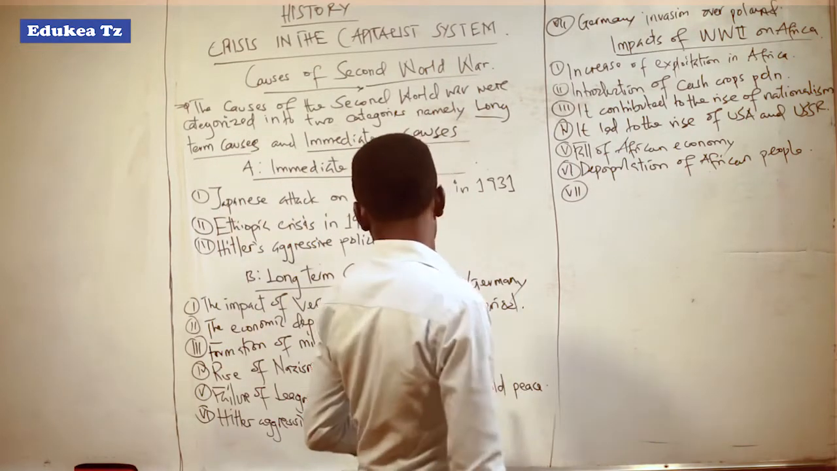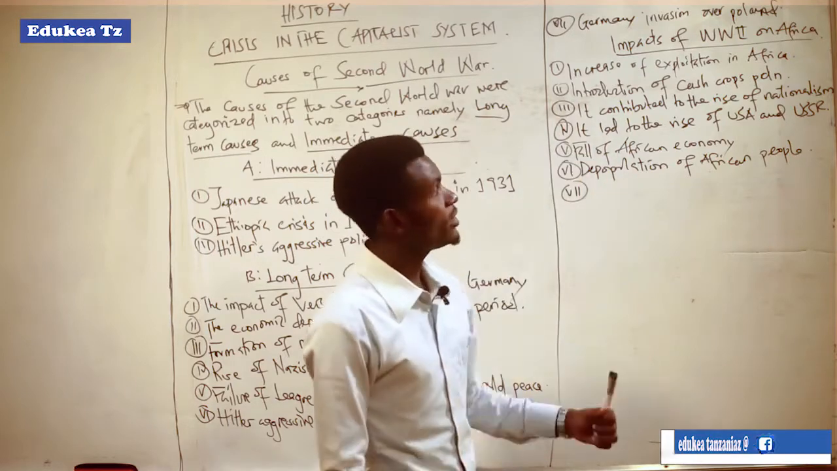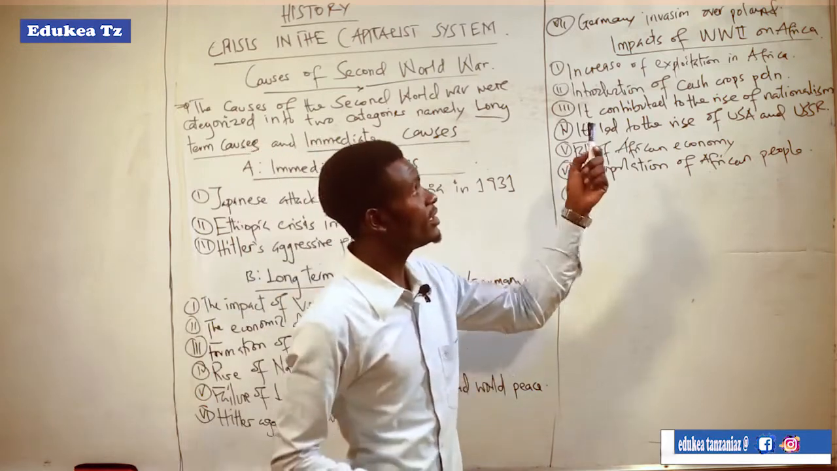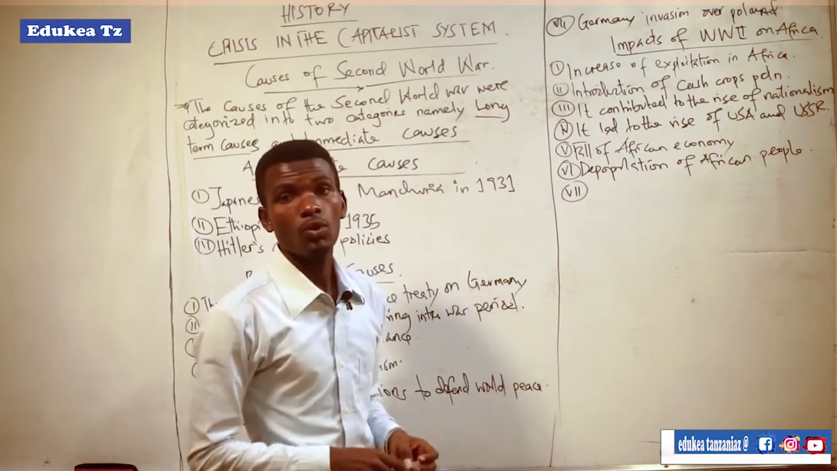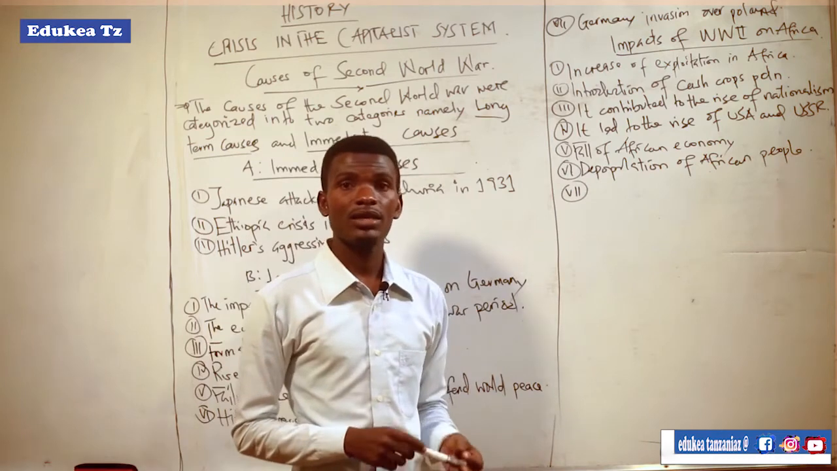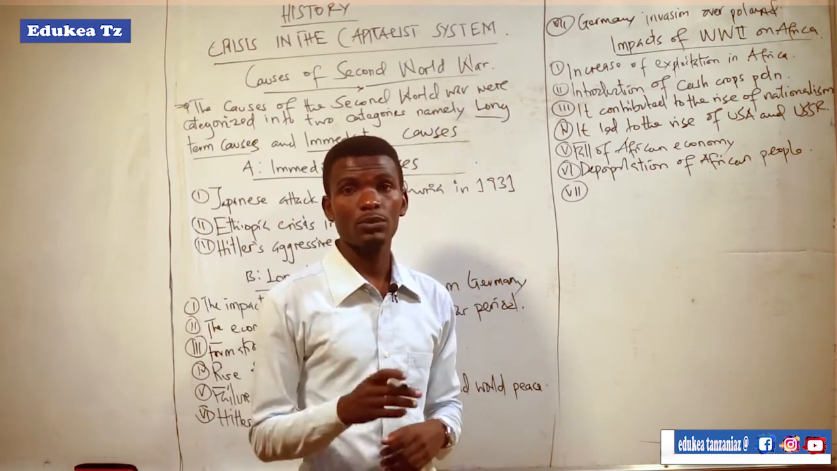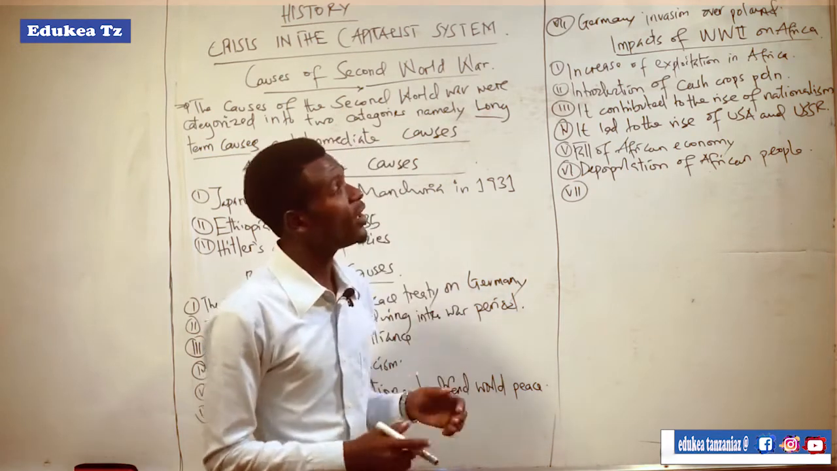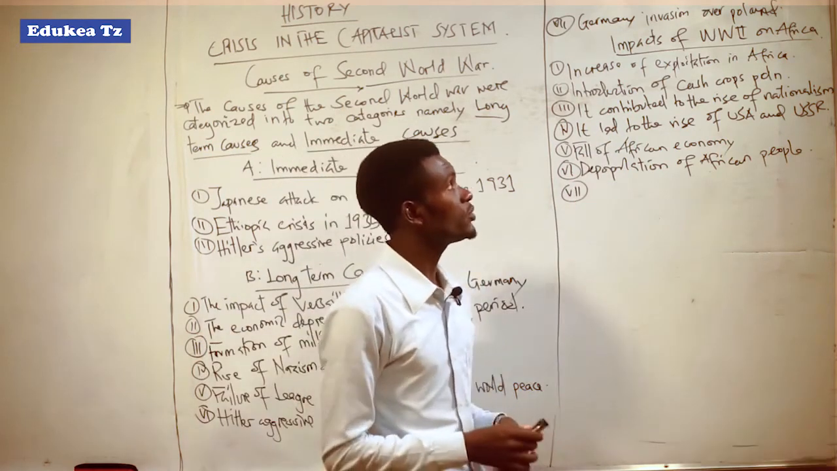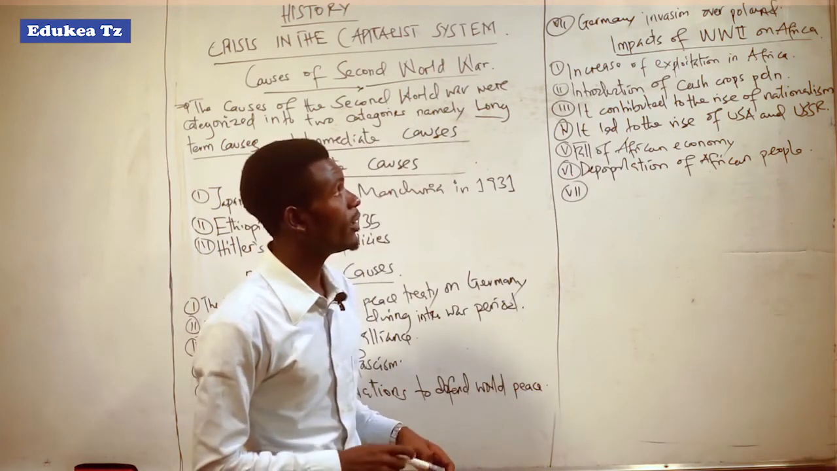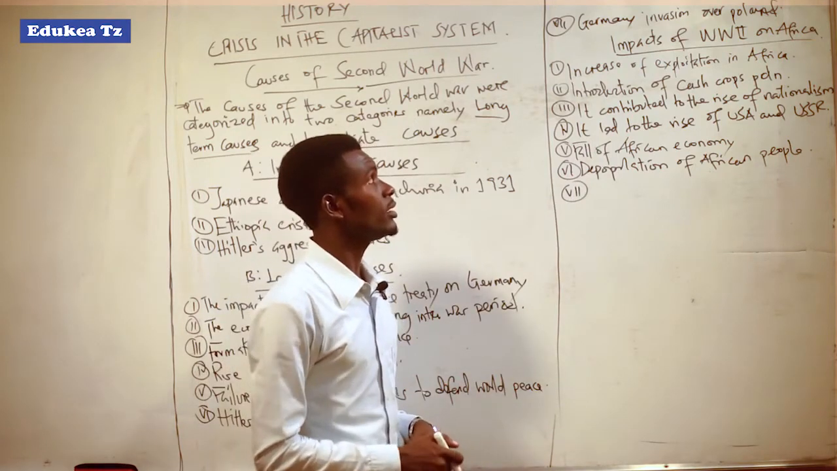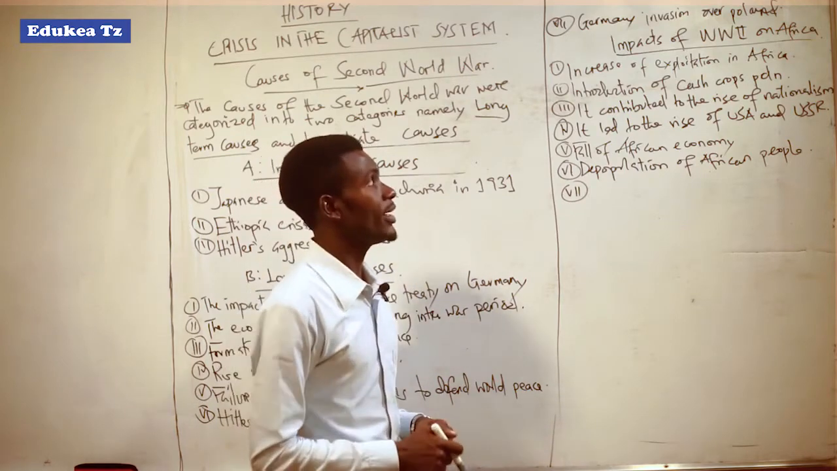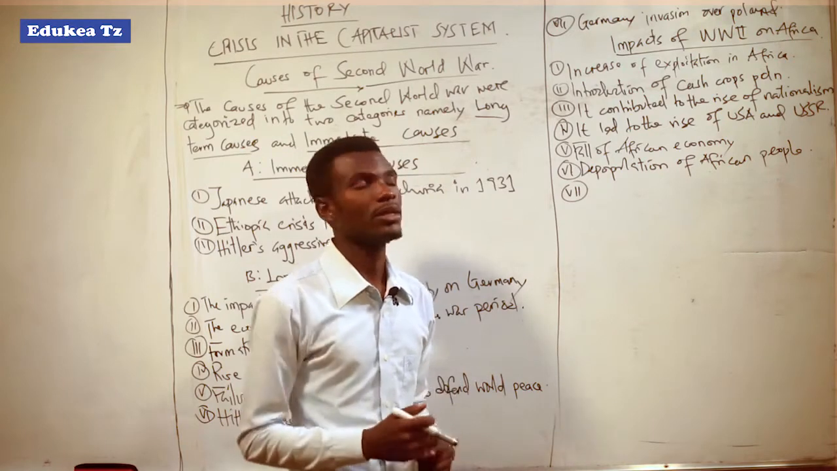So another, the last long-term cause, was the German invasion of Poland and Czechoslovakia. It means that Germany invaded Poland and Czechoslovakia, which were nations supported by the Allied power of Britain, France, USSR, and USA. So after the invasion of those nations, the Allied power declared war towards Germany, and that's the occurrence of the Second World War.